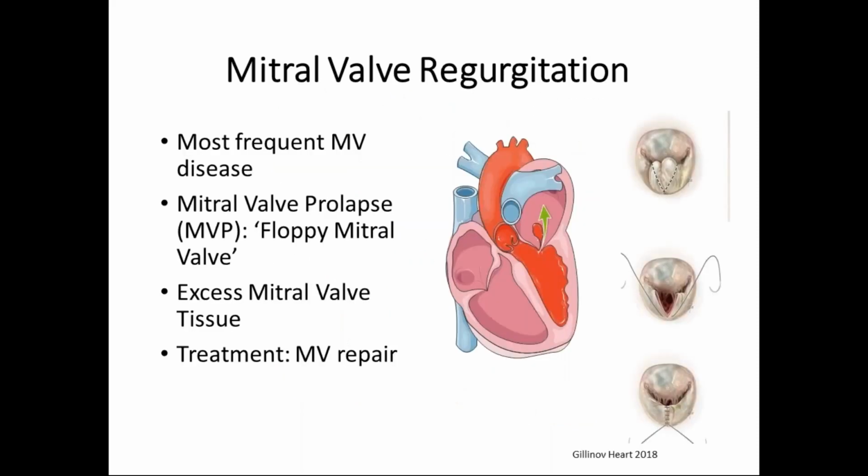A brief word about the mitral valve. In North America, the most frequent pathology of the mitral valve is mitral valve prolapse, or floppy mitral valve. It is, in fact, an excess of tissue on the mitral valve, and most often the posterior leaflet. The anterior leaflet is usually involved, but to a lesser degree. The posterior part of the leaflet has an excess amount of tissue.